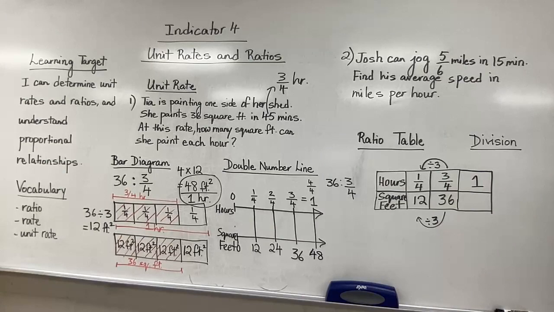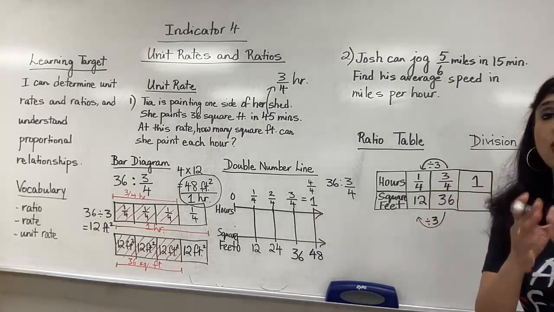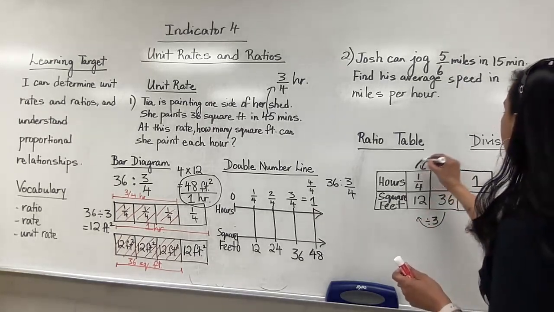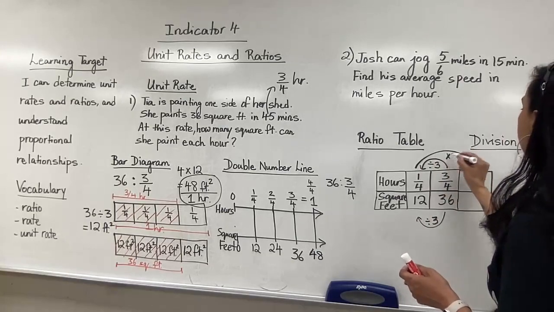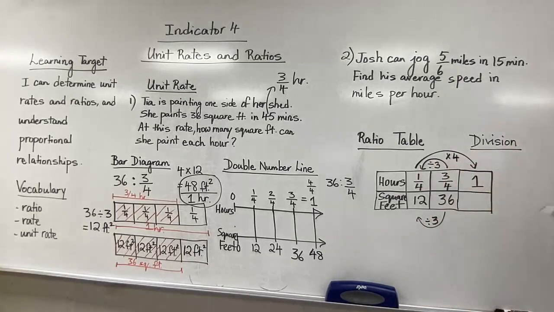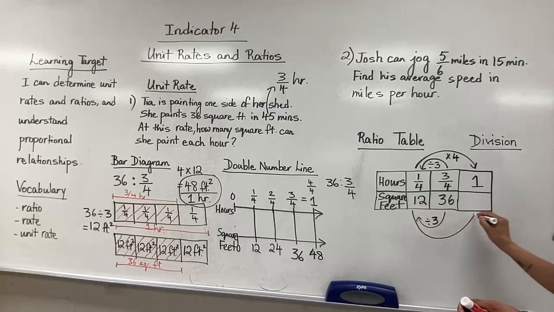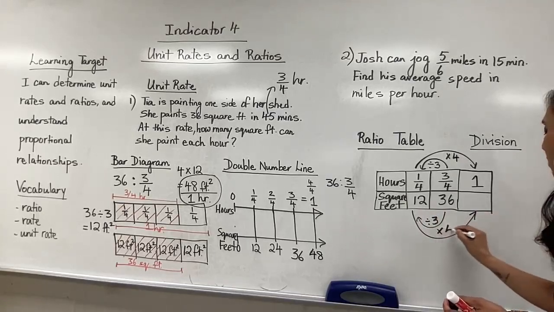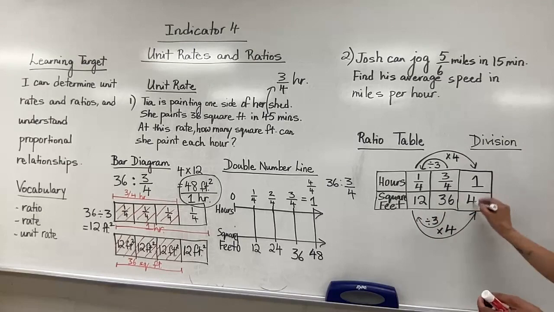All right, so I know that if I do 1/4 times 4, right, then I'm going to get 1/2. Because there are 4 quarters in a whole, so this is times 4. Whatever I do to the hours, I'll have to do the same thing to the square feet, and I do times 4. And so I get 48 square feet in 1 hour. So that is a unit rate.